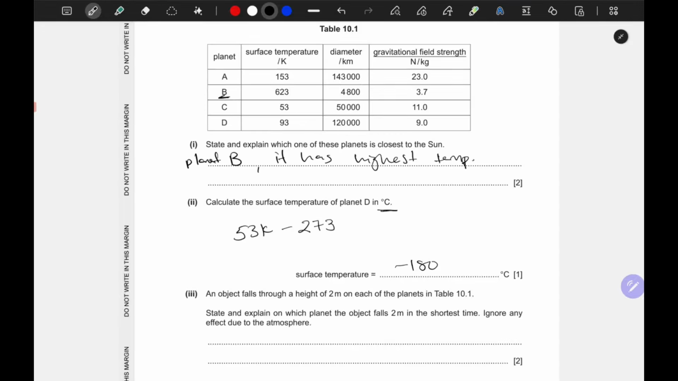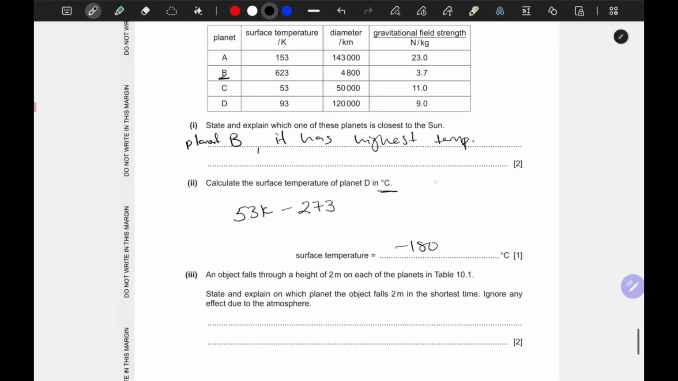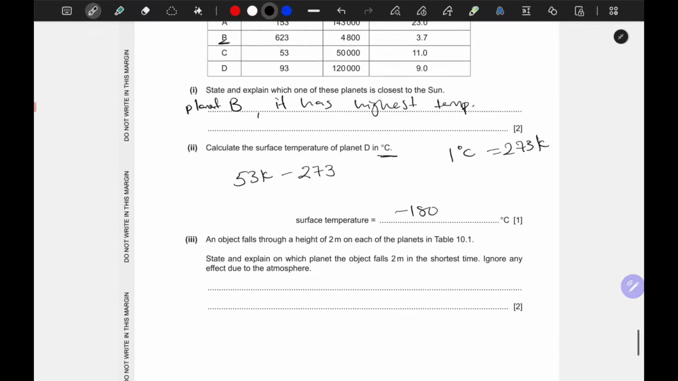It's actually very cold. So basically, 1 Kelvin is 273 degrees Celsius. That's what we need to know. No, I got it the other way. 1 degree Celsius is 273 Kelvin.